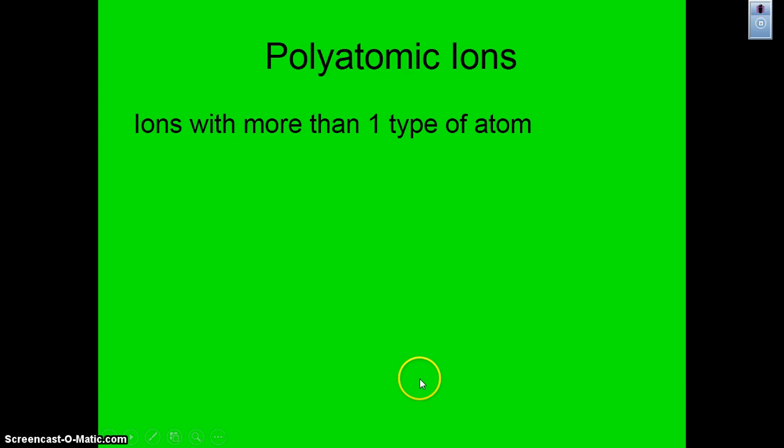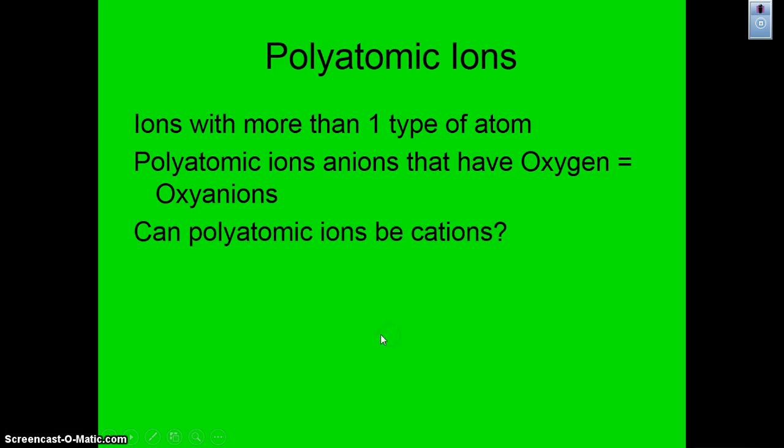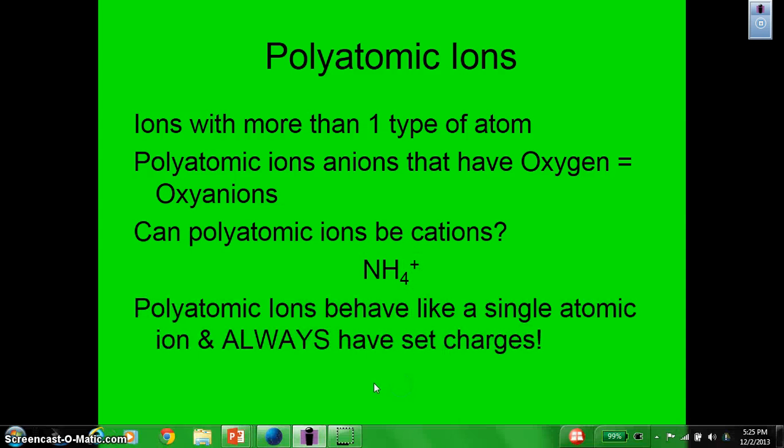Polyatomic ions, by definition, are ions with more than one type of atom. Polyatomic ions that are anions, so they have a negative charge and have oxygen in them, we refer to as oxyanions. Can polyatomic ions be cations? Can they have a positive charge? The answer is yes. Here's an example. It's called the ammonium ion. So it's 1 nitrogen, 4 hydrogen, and this entire thing right here has an overall charge of +1.